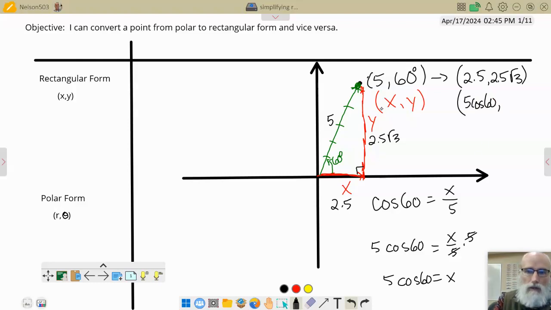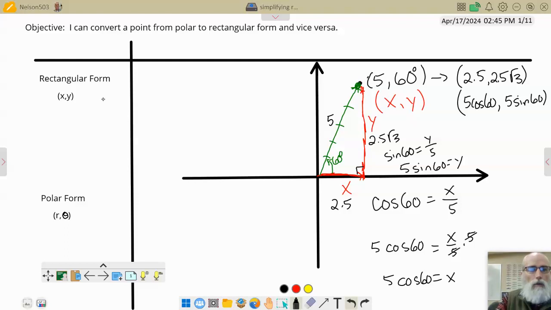And then by the same reasoning, this over here, the opposite leg over the hypotenuse, that's the sine of 60 degrees, is equal to Y over 5. You multiply both sides by 5, and you get 5 times the sine of 60. That's equal to your Y value.